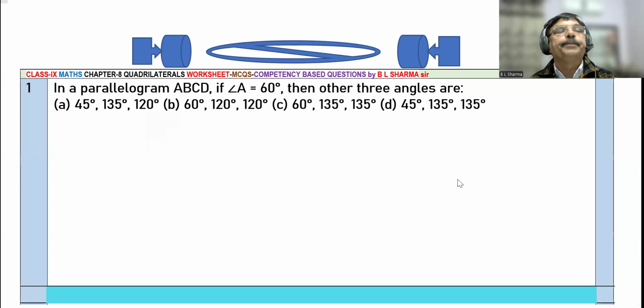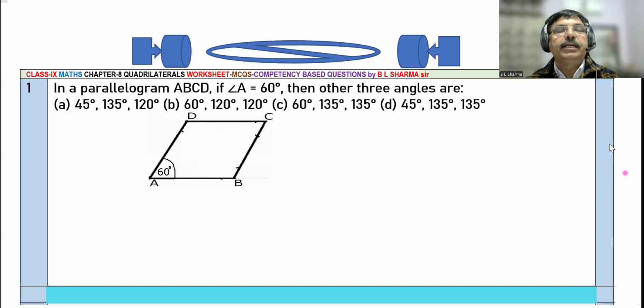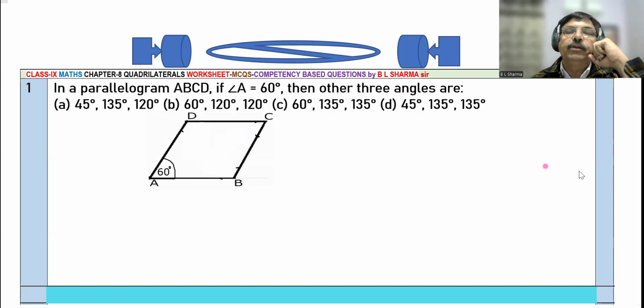Please keep watching. The first question is on your screen: in a parallelogram ABCD, angle A is equal to 60 degree. Then what about the other three angles? In the parallelogram, angle A is 60 degree, it is given. We know that opposite angles of a parallelogram are equal. If angle A is 60 degree, angle C will also be 60 degree.